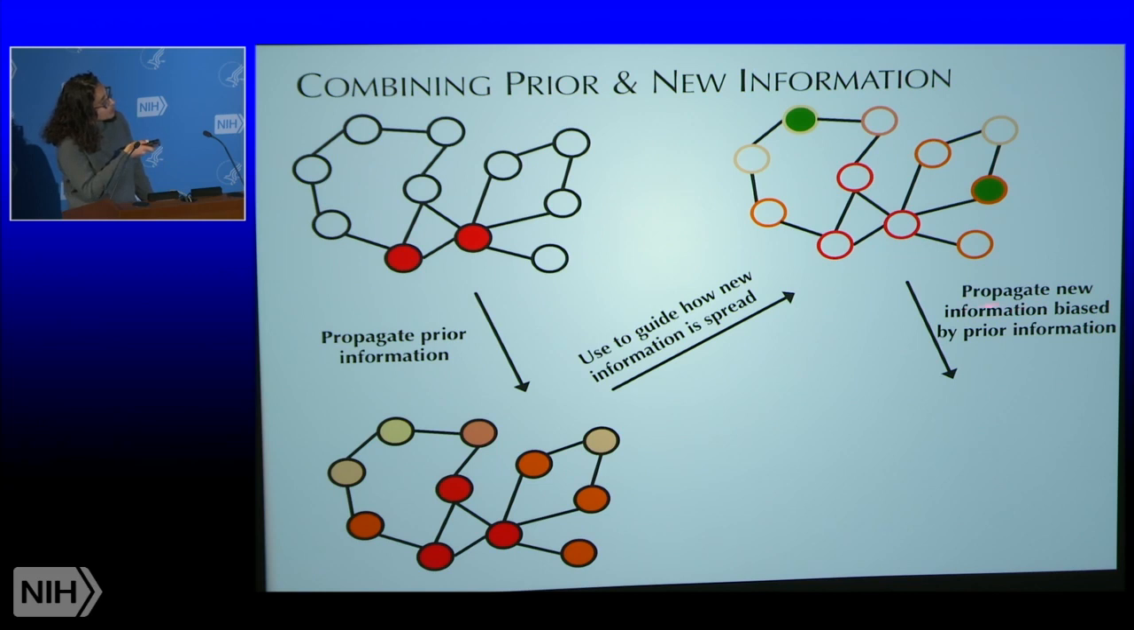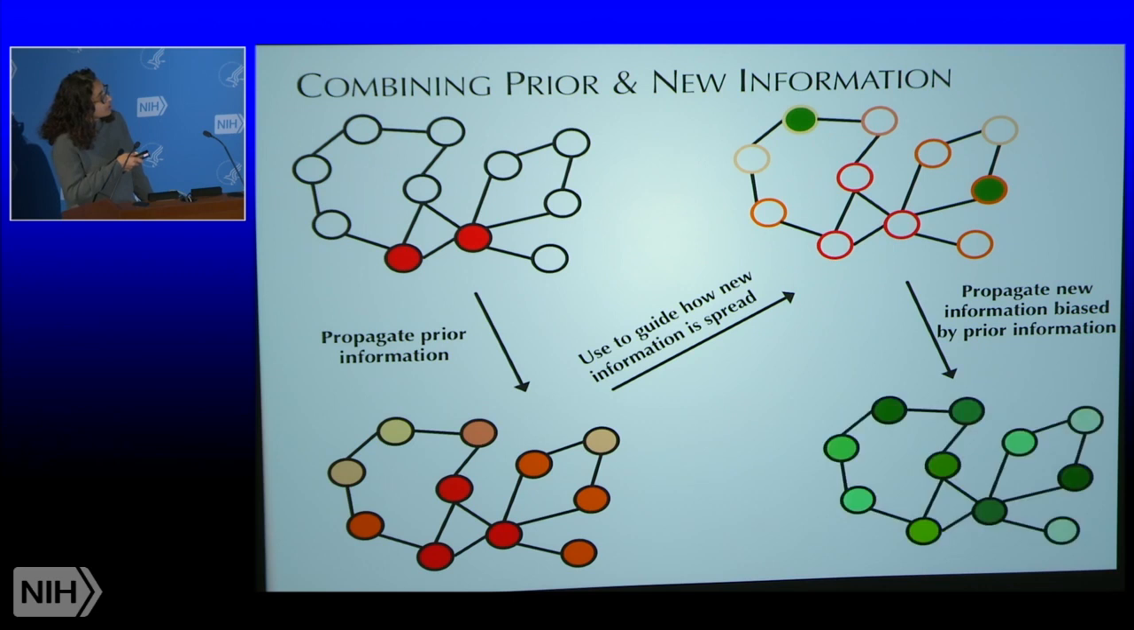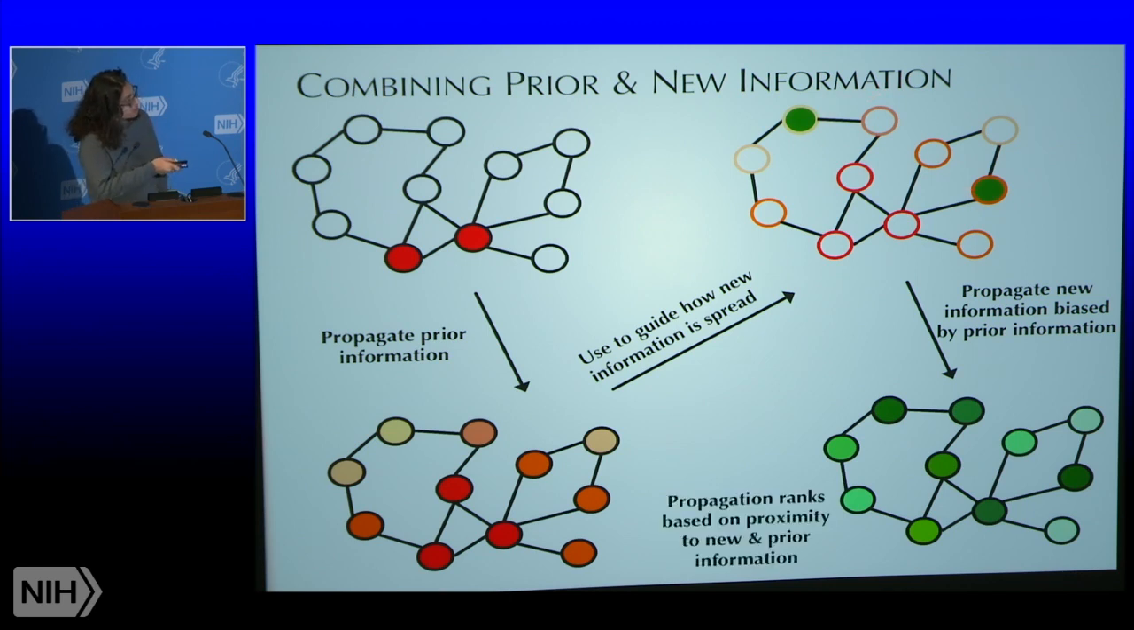Okay, so we're going to propagate new information biased by this prior information. And so maybe we get a picture like this, where the darker greens now are things that are closer both to your new information and more proximal to your prior information than not considering this. Okay, so that's our overall flow for this reasoning: to look at not just new somatic mutational data on networks, but to combine it with known disease sets already.